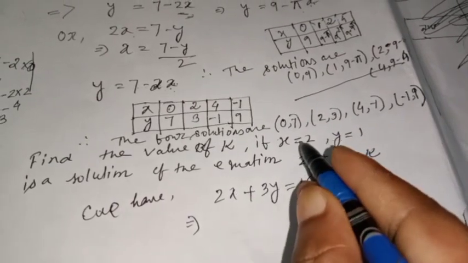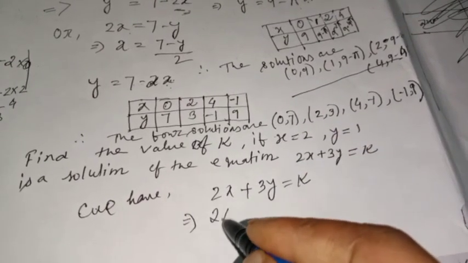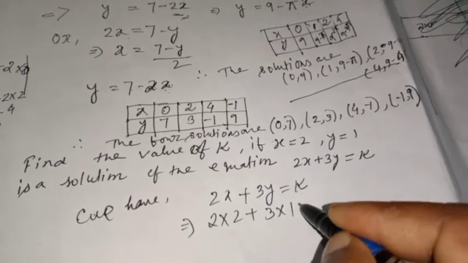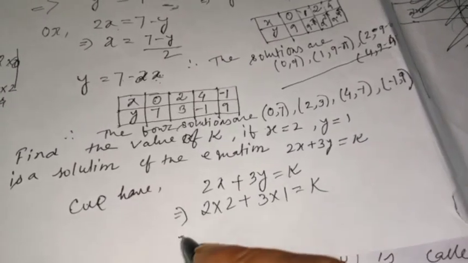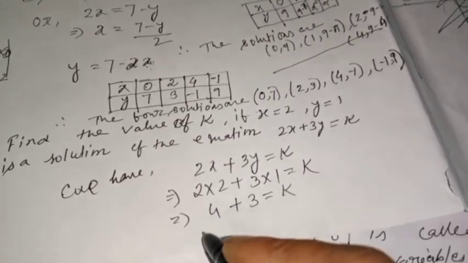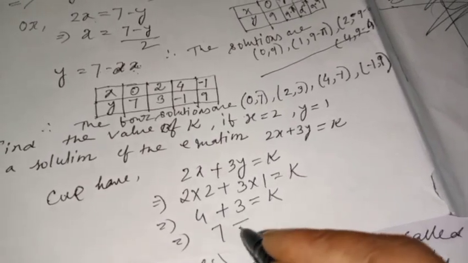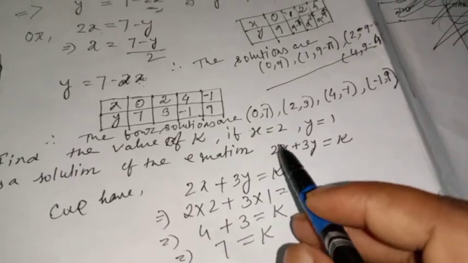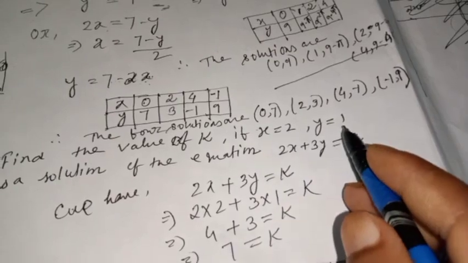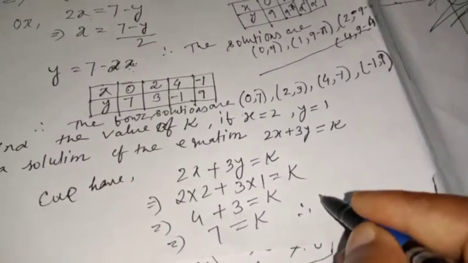Then in the place of x, they have already given 2, so 2 into 2. In the place of y, 1, so 3 into 1. Okay, 2 twos are 4, 3 ones are 3, is equal to k. Then 4 plus 3 is 7. You only have to replace the values x is equal to 2 and y is equal to 1, then you get the value of k, which is 7.